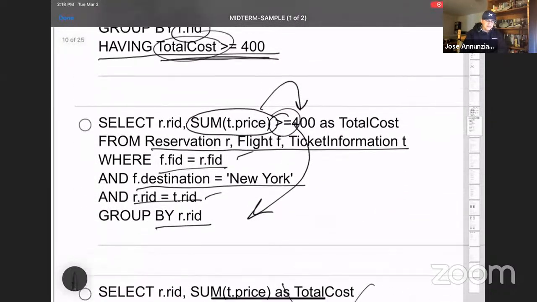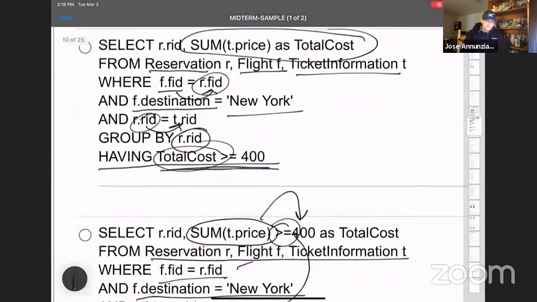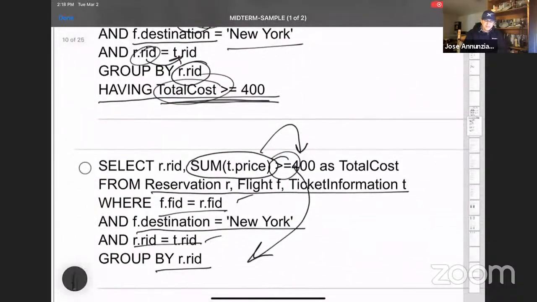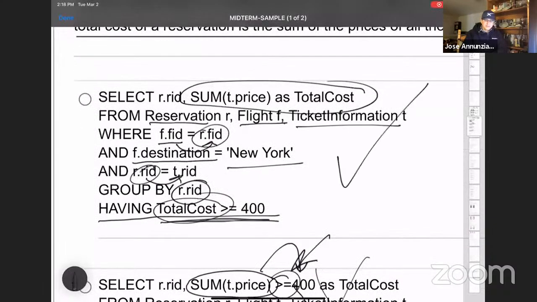So we're basically left over with... this one's no good either, because we have that here. That's no good. So we're just left with this one. So we'll go with the first one. Okay.